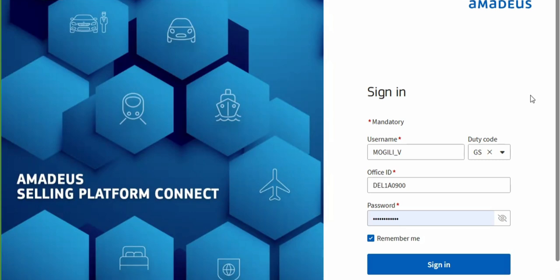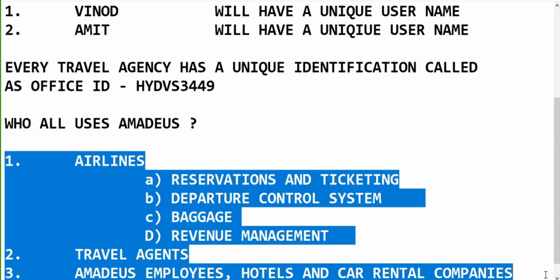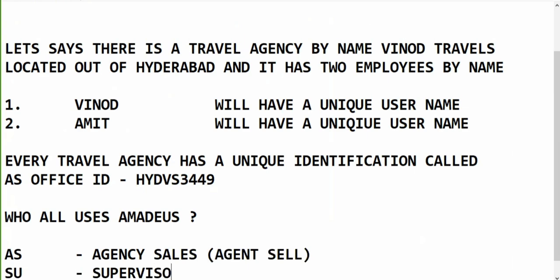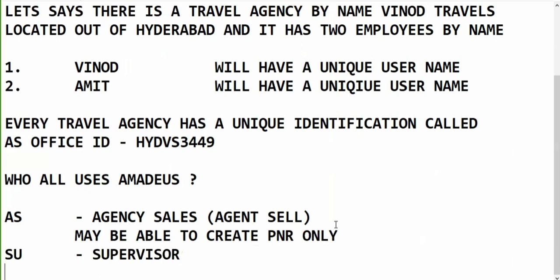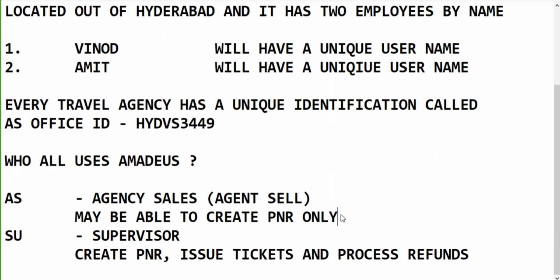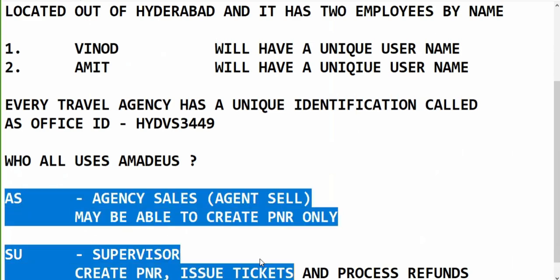SU stands for supervisor. Let me give you an example. We have AS, which stands for agency sale or agent sale, whereas SU is the supervisor duty code. That means the agency sale duty code may be able to create PNRs only, whereas the supervisor duty code may create PNRs, issue tickets, and process refunds as well. So the functions will differ between each duty code.